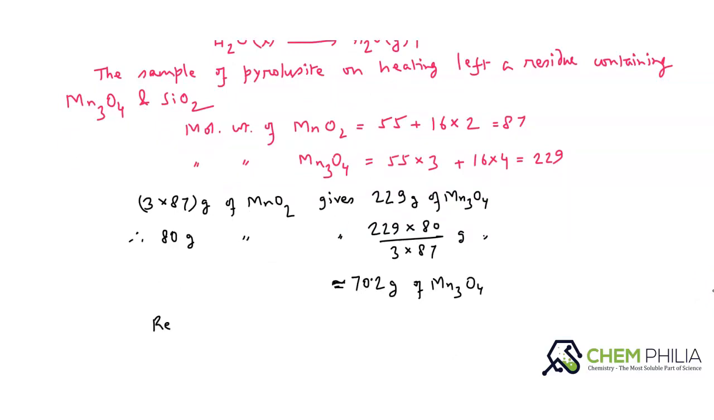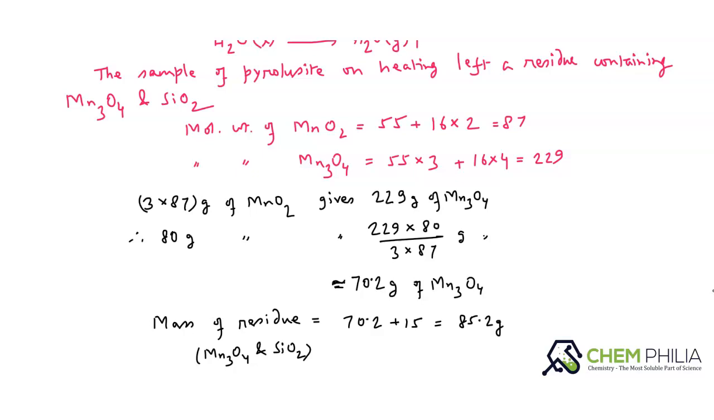Okay. Now the mass of residue. So residue contains Mn3O4 and SiO2. Now how much Mn3O4 we have got? 70.2 plus how much SiO2 was there? As per question, 15% means 15 gram. So it will be 85.2 gram residue. Clear?